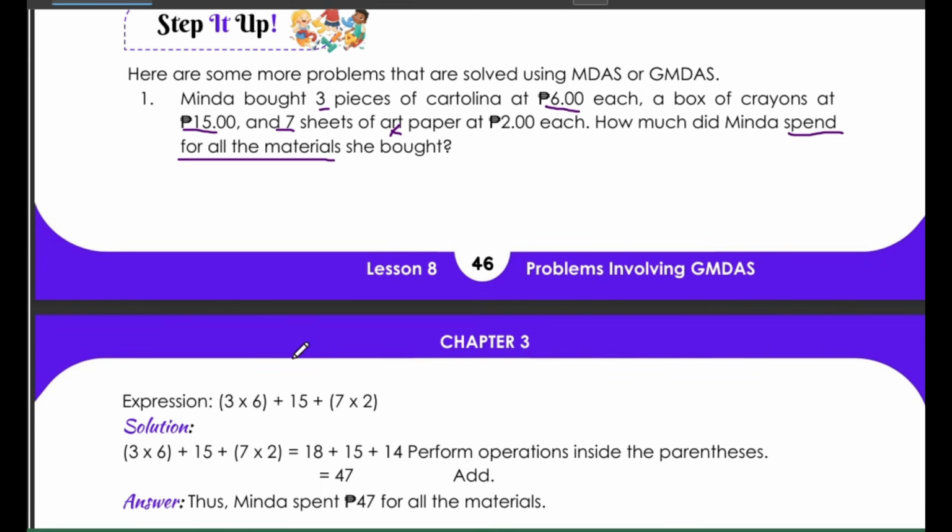And we're still talking about the mathematical expression on how the module came up with this expression. And then your answer there, you're going to add to 15, and then add it again to the cost of art paper, which is 7 times 2. Now, your answers with all of them, you add it.